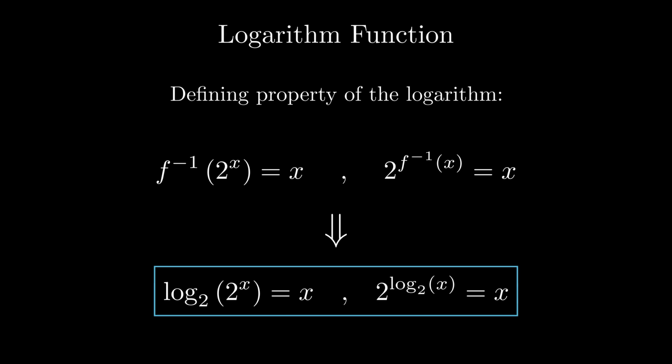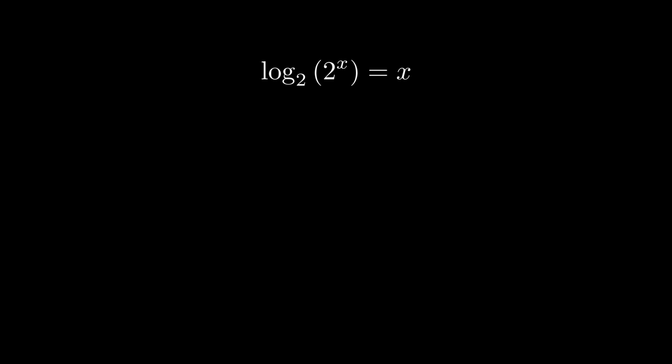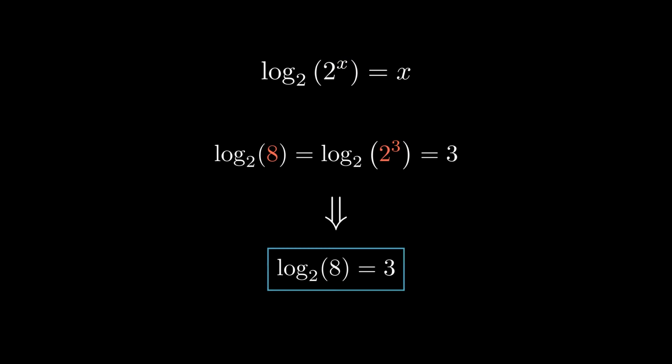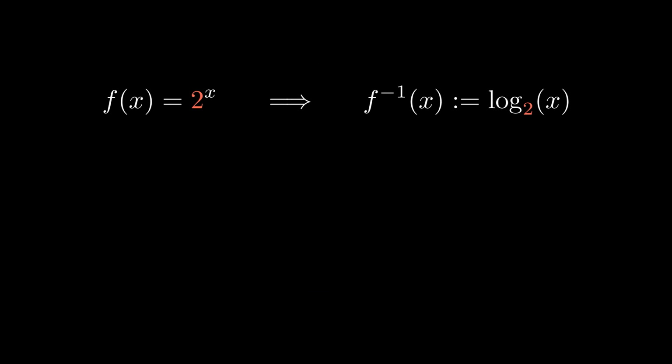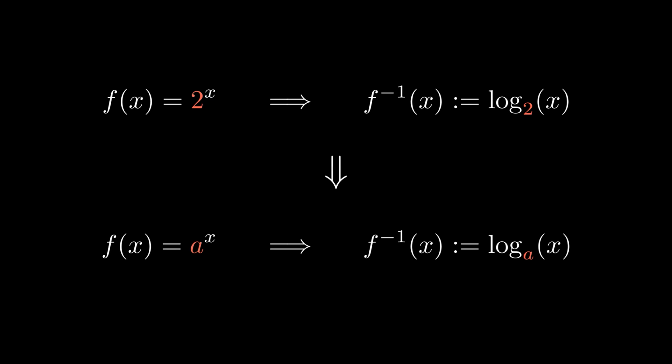But don't let the notation get to you. There is nothing mysterious here. The logarithm is defined as the inverse function of the exponential. This is what it must do. This already solves one of the questions we posed. Why is log base 2 of 8 equals 3? We only need to realize that 8 equals 2 cubed and then use the definition. This idea works for any acceptable base. If f of x equals a to the x, then its inverse is log base a of x.